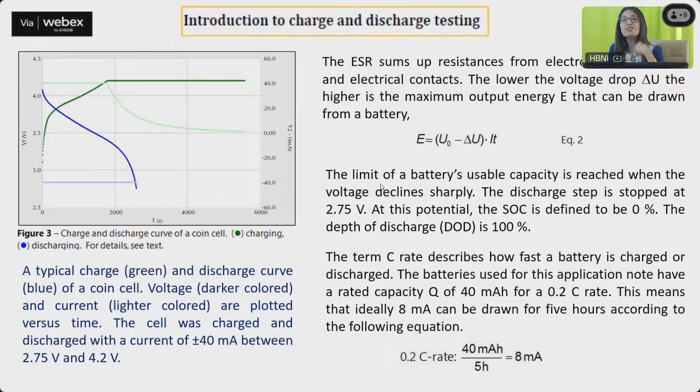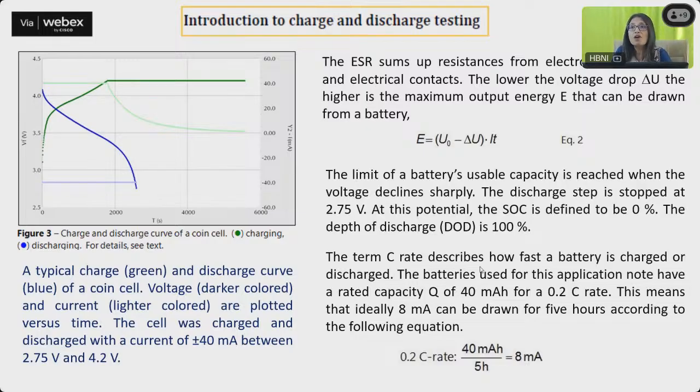The limit of a battery's usable capacity is reached when the voltage declines sharply. The discharge step is stopped at 2.75 volts in this particular case. You see this voltage dropping sharply. At this potential, the state of charge is defined to be 0% and the depth of discharge is 100%. So I was talking about the C rate.